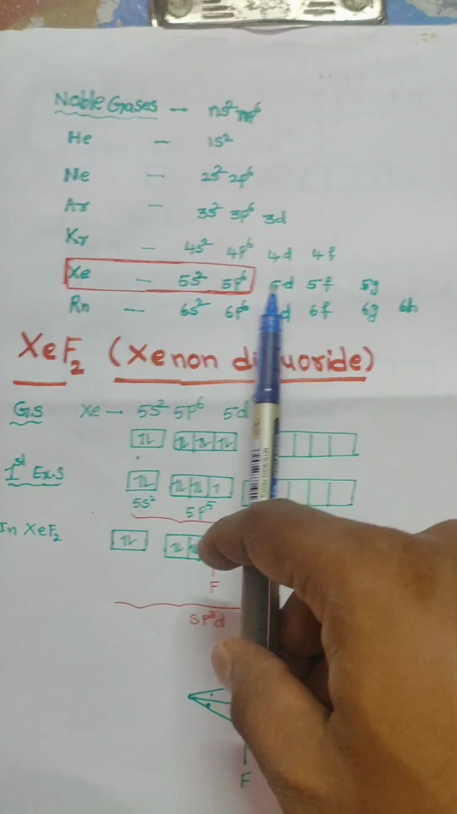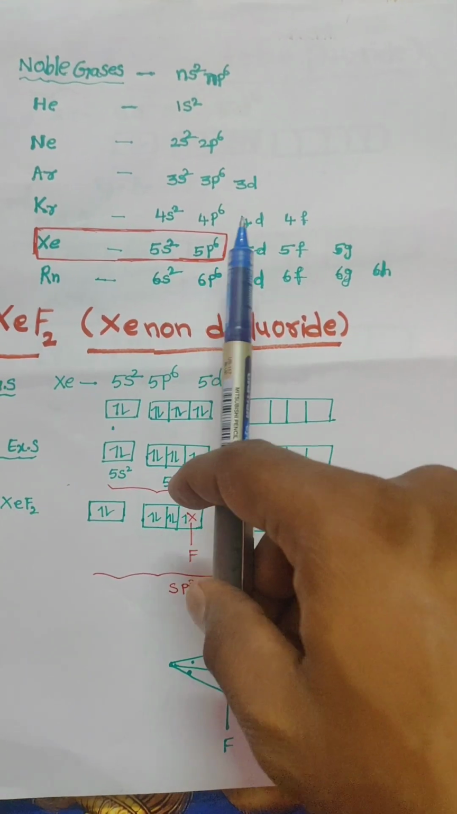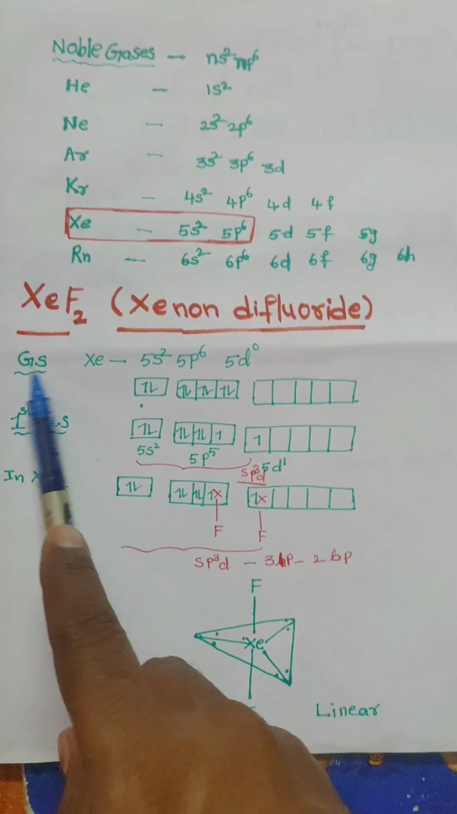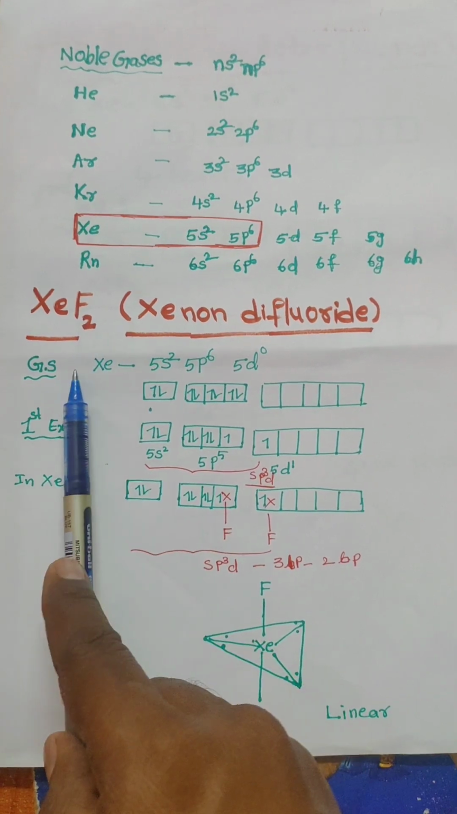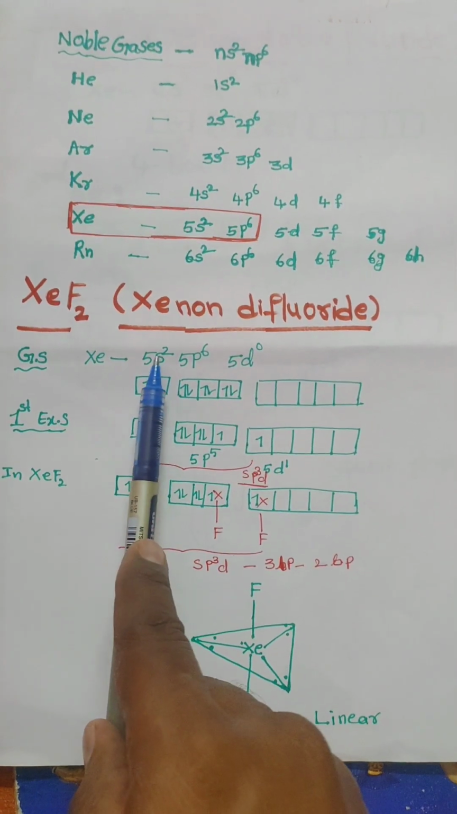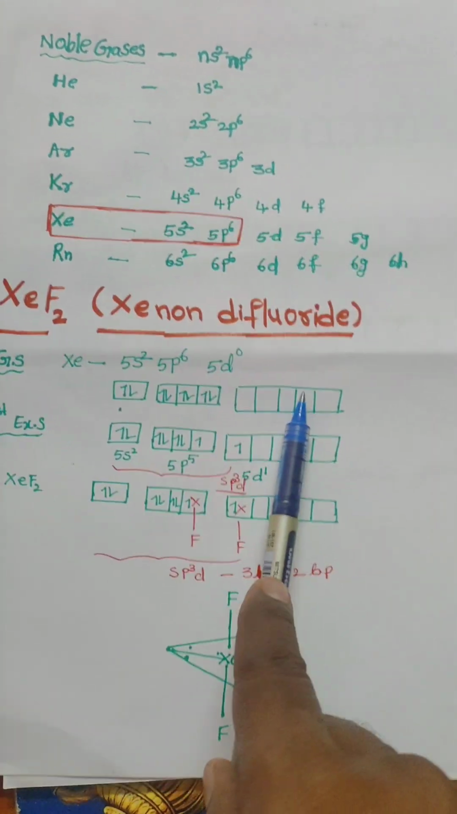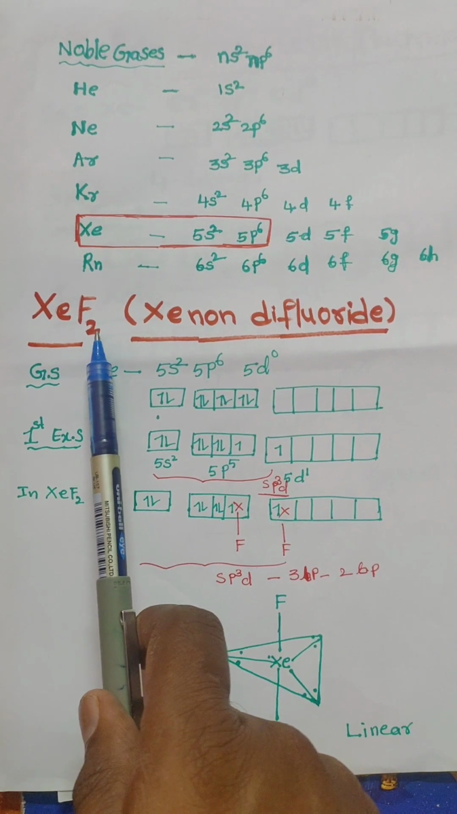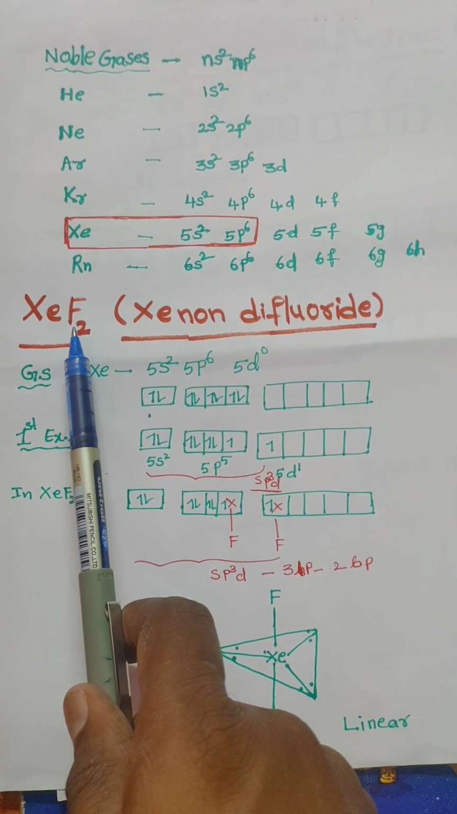But in the formation of the xenon fluoride compounds, it utilizes the d orbitals. Now we go for the structure of the xenon difluoride. In the ground state, the electronic configuration of the xenon is 5s2 5p6 and 5d0. That means the d orbitals are empty. Now we know very well that in xenon difluoride two bonds are there because each fluorine atom forms one bond.